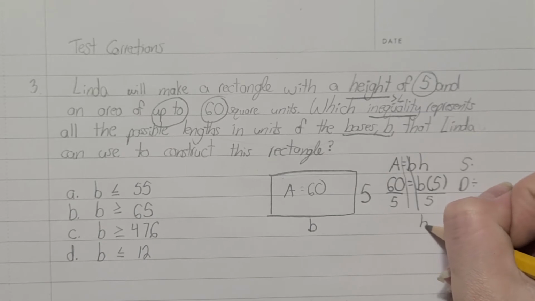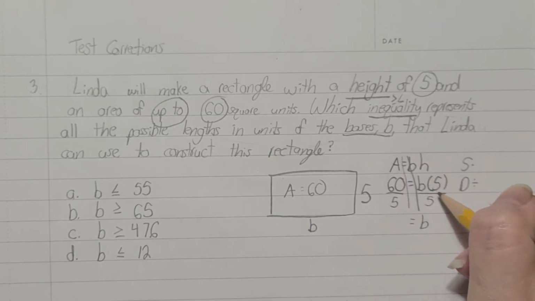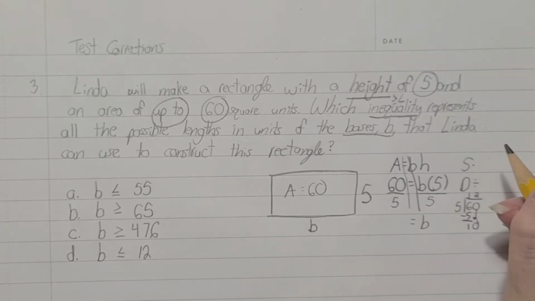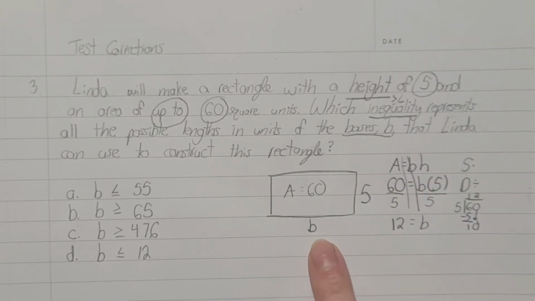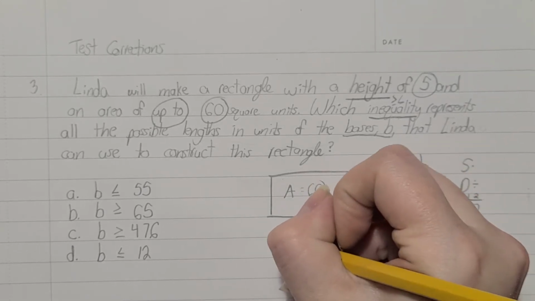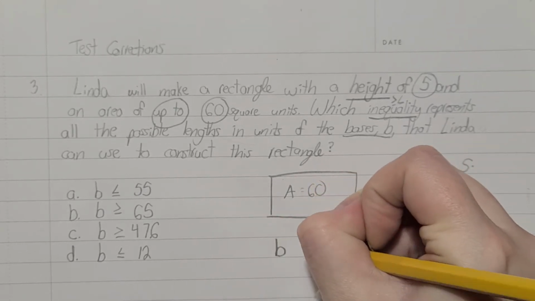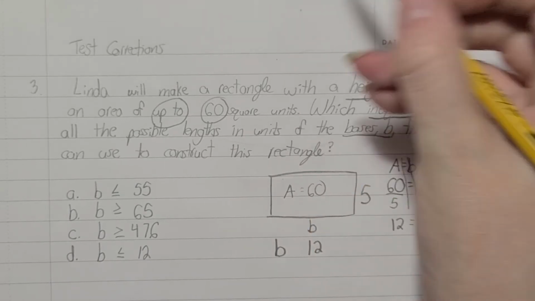And now I have B might be equal to 5 goes into 60. Go ahead and divide, see what you get. Okay, maybe you knew the factor, maybe you had to divide, but 60 divided by 5 is 12. Okay. So we know that that base is going to have something to probably do with 12. So let's talk about that inequality. So base has something to do with 12.